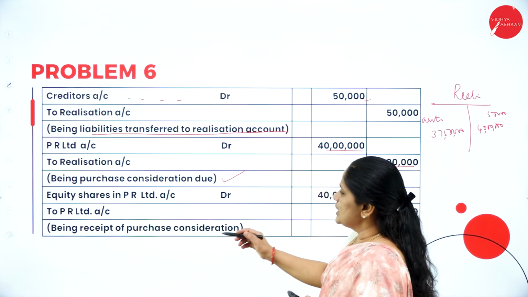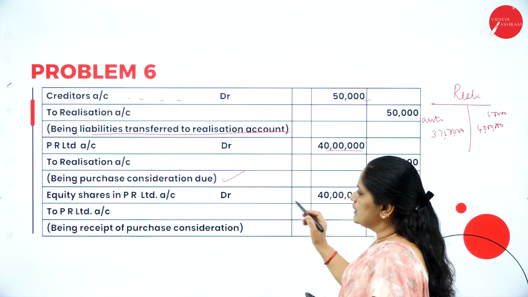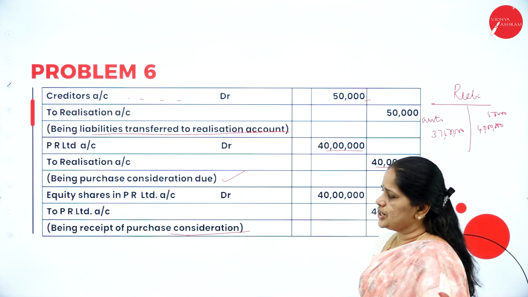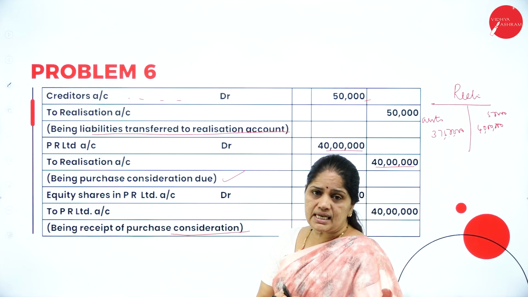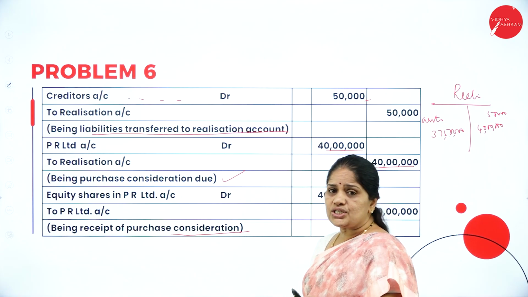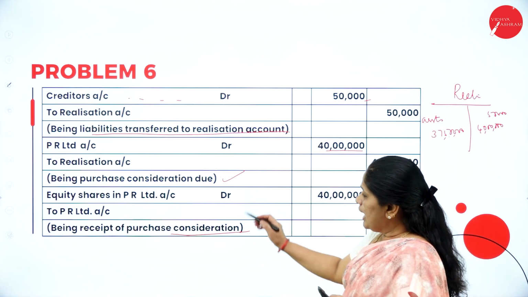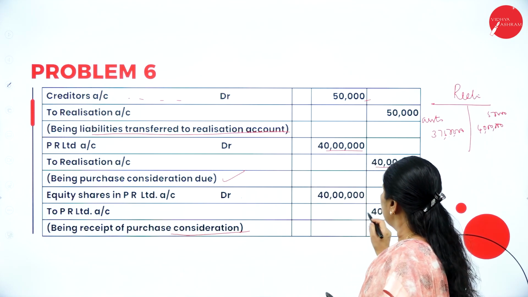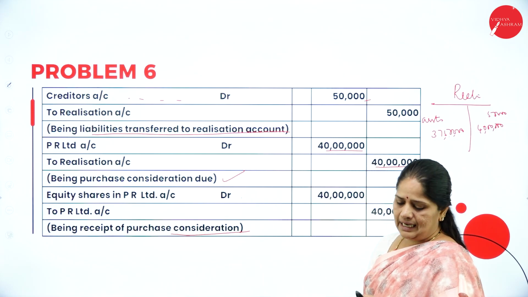Now, equity shares in PR Limited account debit to PR Limited account, being receipt of purchase consideration. See how they are paying the purchase consideration. Purchase consideration is being paid in the form of equity shares in PR Limited. So I debit equity shares in PR Limited account, credit PR Limited account, 40 lakhs.